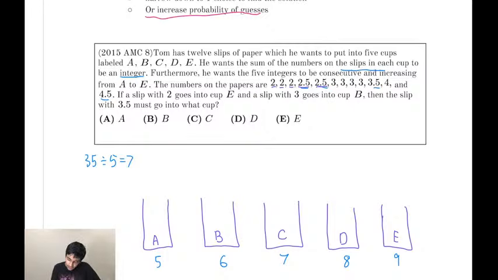And now we have these 5 numbers. We know that the sum of the values in A must be 5, the sum of the values in B must be 6, the sum of the values in C must be 7, D must be 8, and E must be 9. And you're given that slip 2 goes into E, and 3 goes into B. And then which one does 3.5 go into?